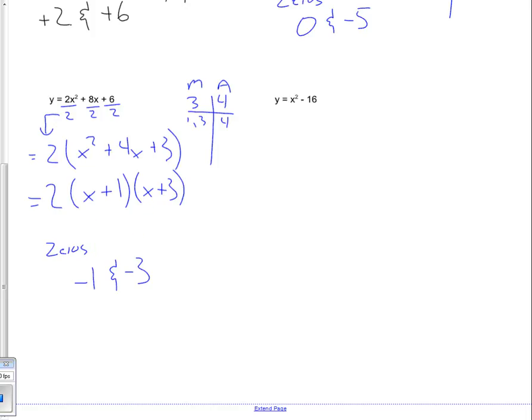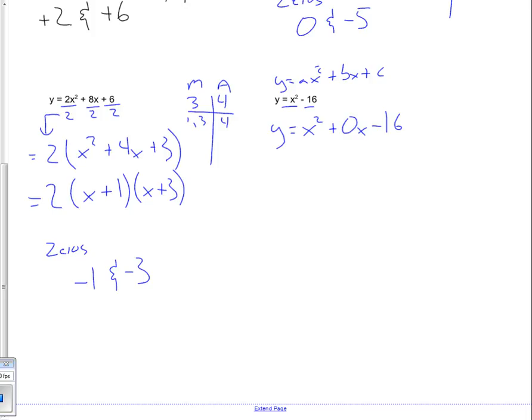Okay. And then the final example here, we have to write this out in factored form too. Again, right now it's in standard form of ax squared plus bx plus c. We actually have an a value and a c value. It's missing its b value, so let's write that in. So y is equal to x squared plus 0x, because the b value is 0, minus 16.